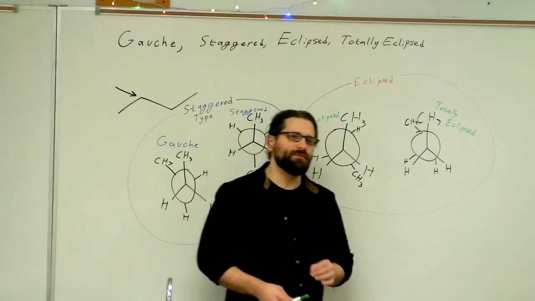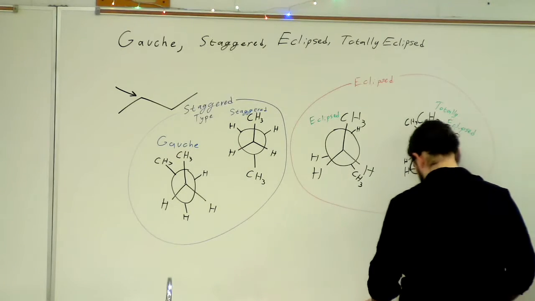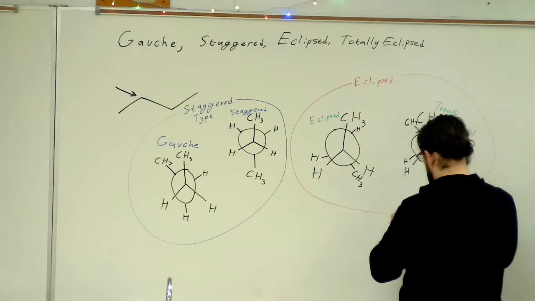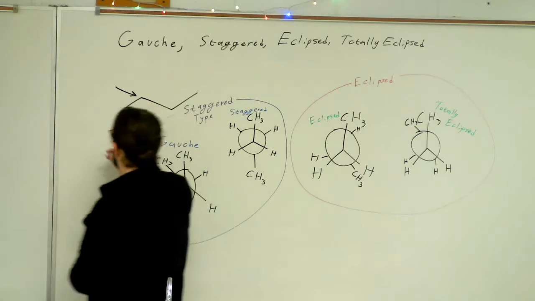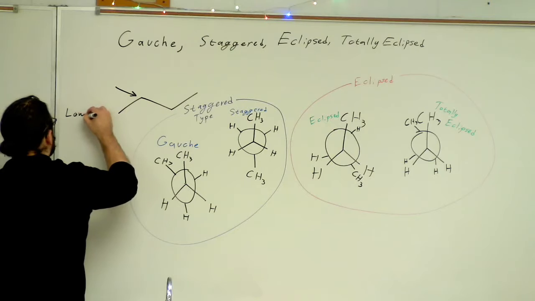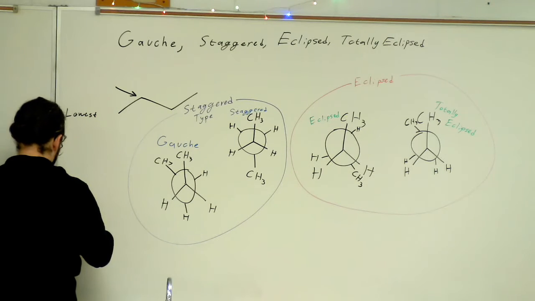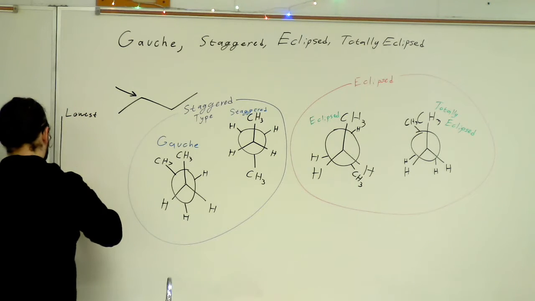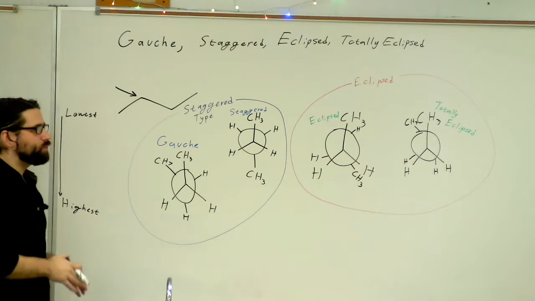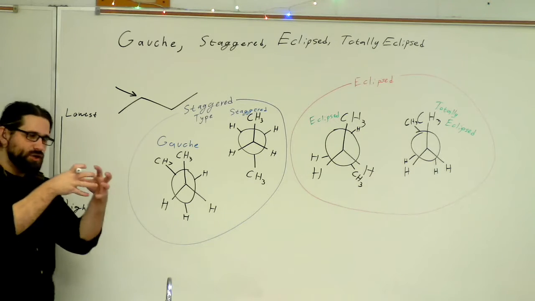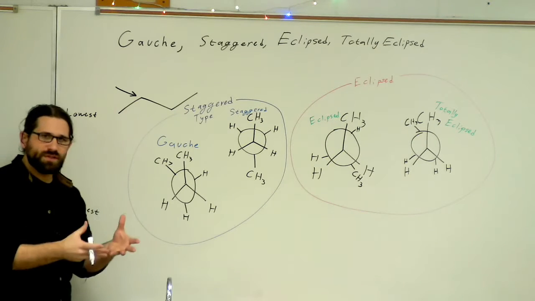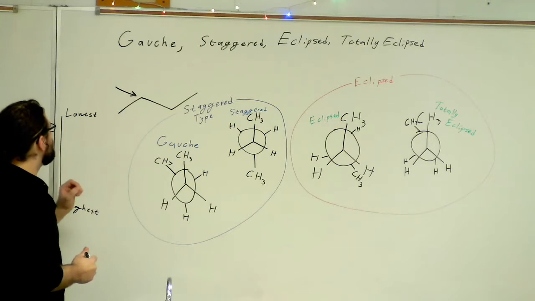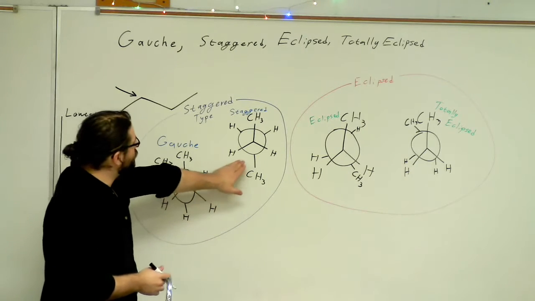So let's rank the energy levels of these. First off, I'm going to have low to high. Room? I don't really have room. Let's go over here. So we'll call this lowest down to highest. So the highest would be the least preferred because it has a lot of internal stress, a lot of internal energy pulling it apart. The lowest is going to be the most stable. So our lowest energy conformation is going to be our regular staggered conformation.